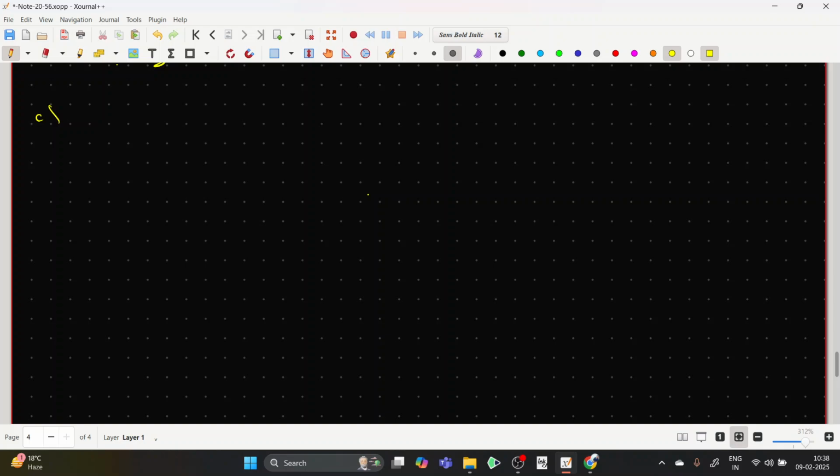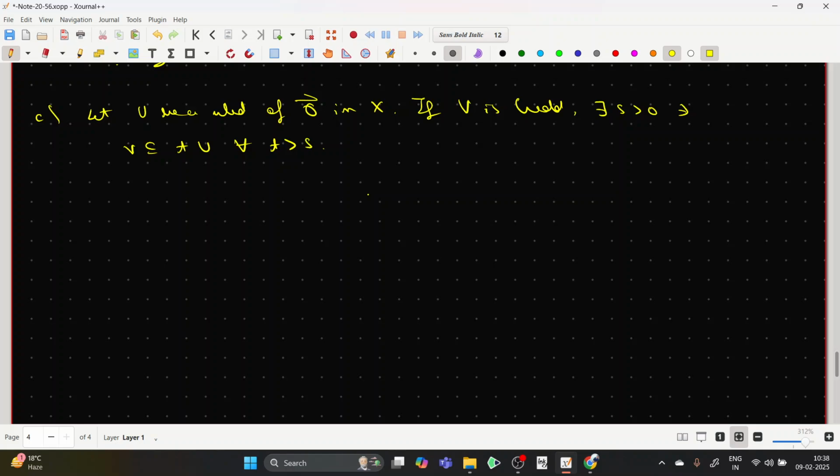So to prove the existence of a local base, what do I need to show? Okay, let's start with the neighborhood of the origin. So let U be a neighborhood of the origin in X. If V is bounded, then there exists some S greater than 0 such that V is contained in TU for all T greater than S, right? Because T itself was also a neighborhood of the origin and it's balanced, right?